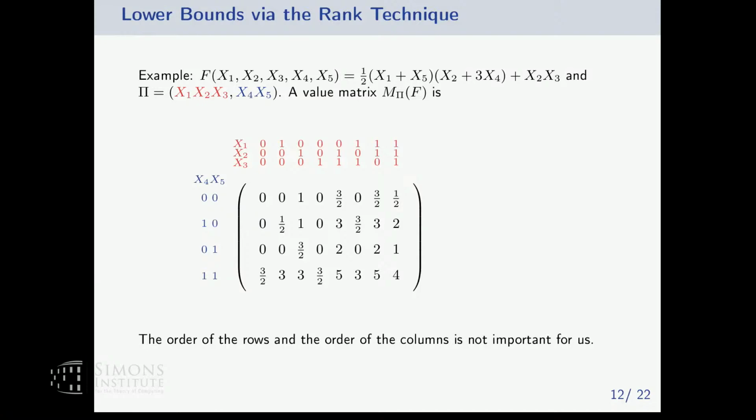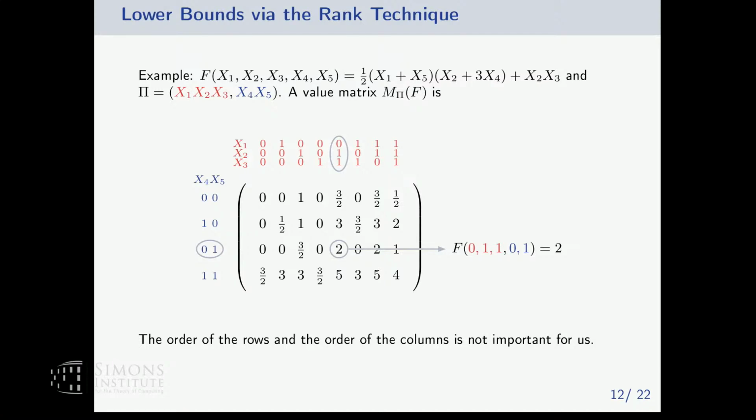Now the value matrix for this partition pi and for this function f is defined as follows. Each column represents an assignment to the variables in the first part of the partition. Each row represents an assignment to the variables in the second part of the partition. And now if I look at a cell in my matrix, then it corresponds to one assignment to the first part, an assignment to the second part, and the content of the cell is just the value of the function at this global assignment to the variables.